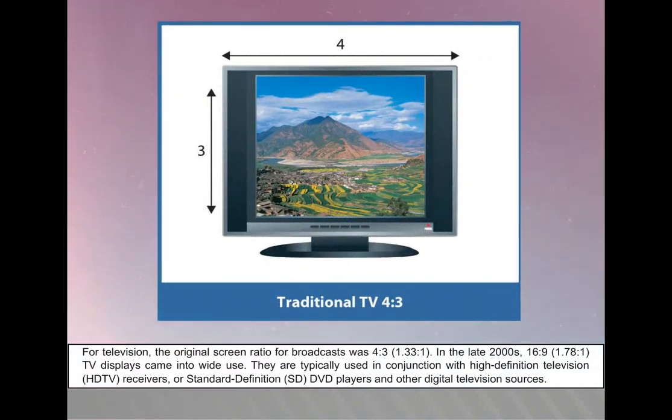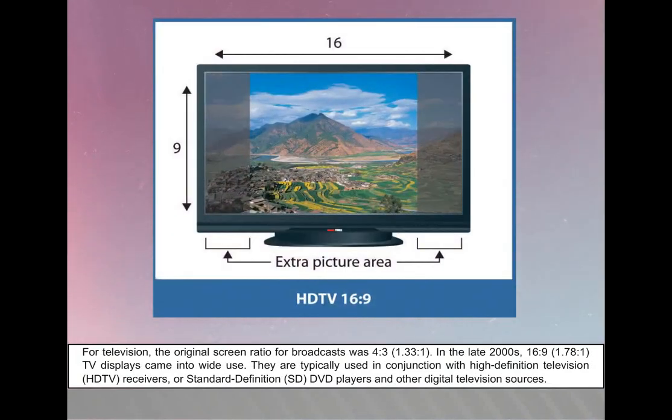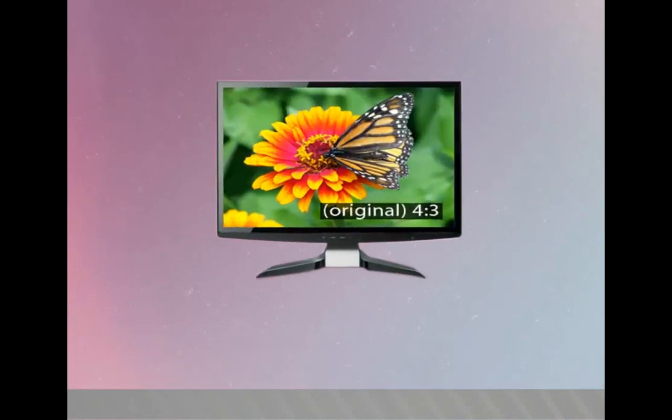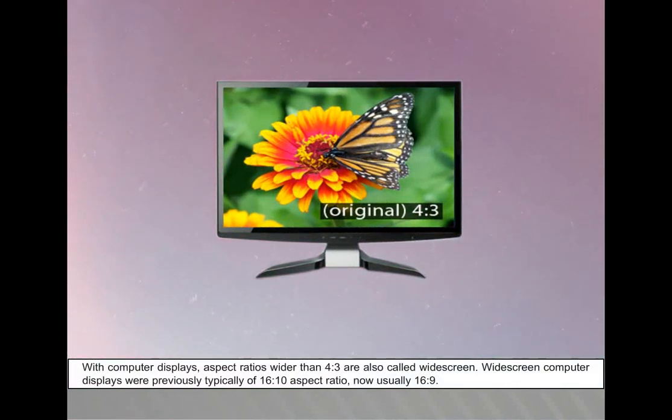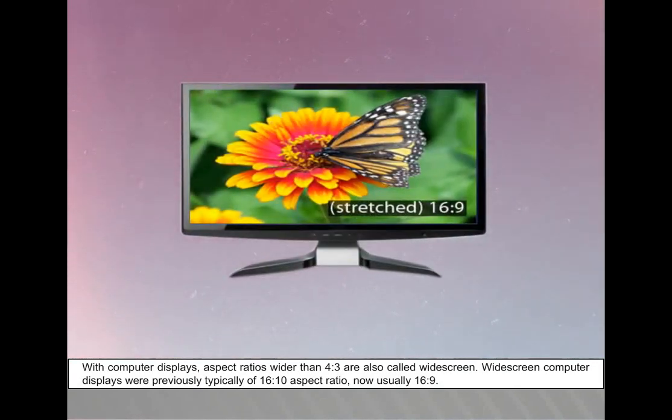For television, the original screen ratio for broadcast was 4:3, that is 1.33:1. In the late 2000s, 16:9, 1.78:1 TV displays came into wide use. They are typically used in conjunction with high-definition television, HDTV receivers, or standard definition SD DVD players and other digital television sources. With computer displays, aspect ratios wider than 4:3 are also called widescreen. Widescreen computer displays were previously typically of 16:10 aspect ratio, now usually 16:9.